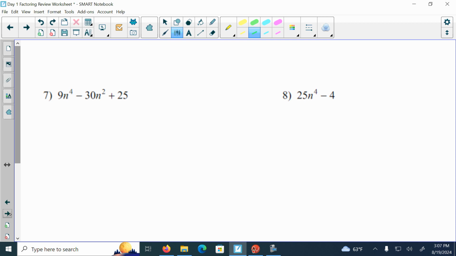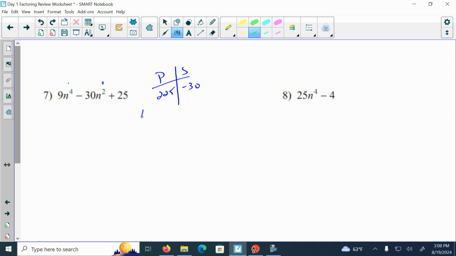Okay, the next one, 9, 30, and 25. Well, 9 and 30 have a common factor 3. 3 will not go into 25, so I do not have anything that I can factor out. This one is still product sum because this middle term, that exponent is half this. So I'm still going to product sum it, but I'm going to use squares instead of the first power this time. So my product between 9 and 25, my product is 225. My sum is negative 30.